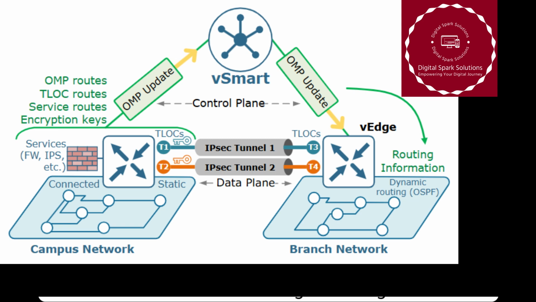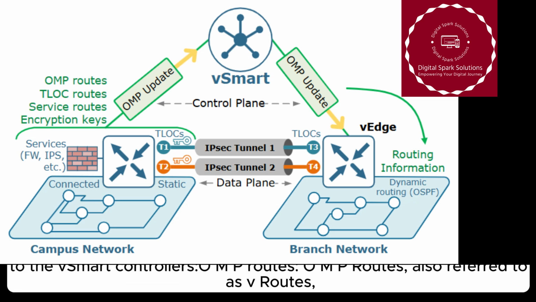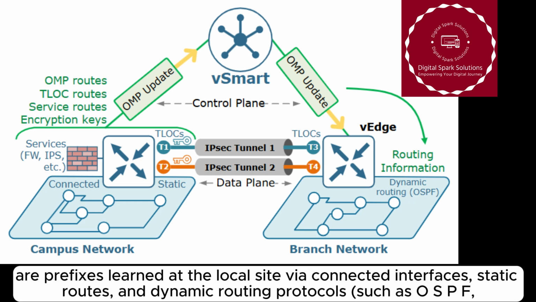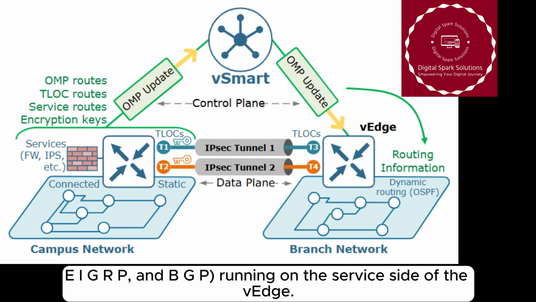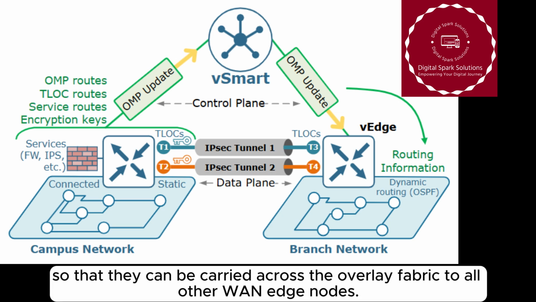coming from vEdges. As it is visualized in the figure, vEdge routers advertise three types of routes via the Overlay Management Protocol, OMP. To the vSmart controllers, OMP routes, also referred to as vRoutes, are prefixes learned at the local site via connected interfaces, static routes, and dynamic routing protocols such as OSPF, EIGRP, and BGP running on the service side of the vEdge. These prefixes are redistributed into OMP and advertised to the vSmart controller, so that they can be carried across the overlay fabric to all other OneEdge nodes.